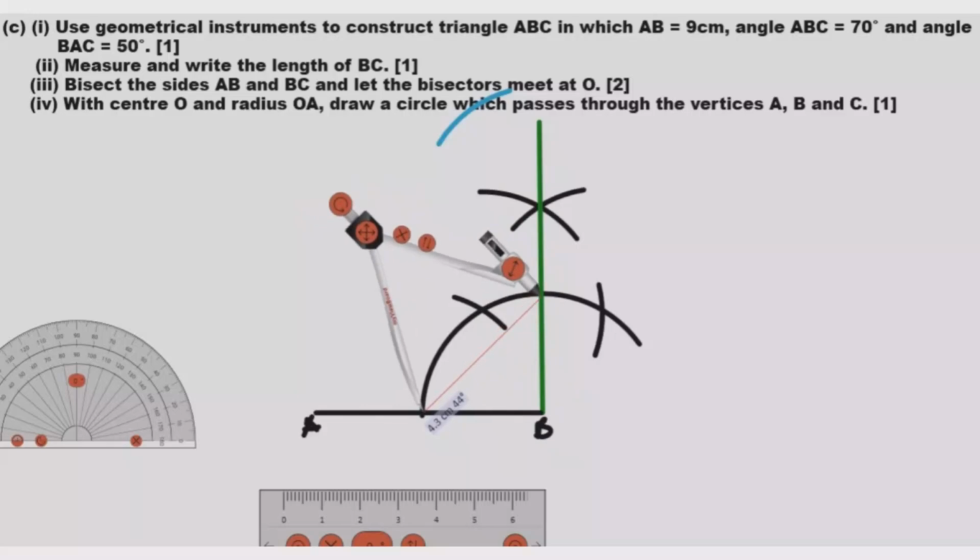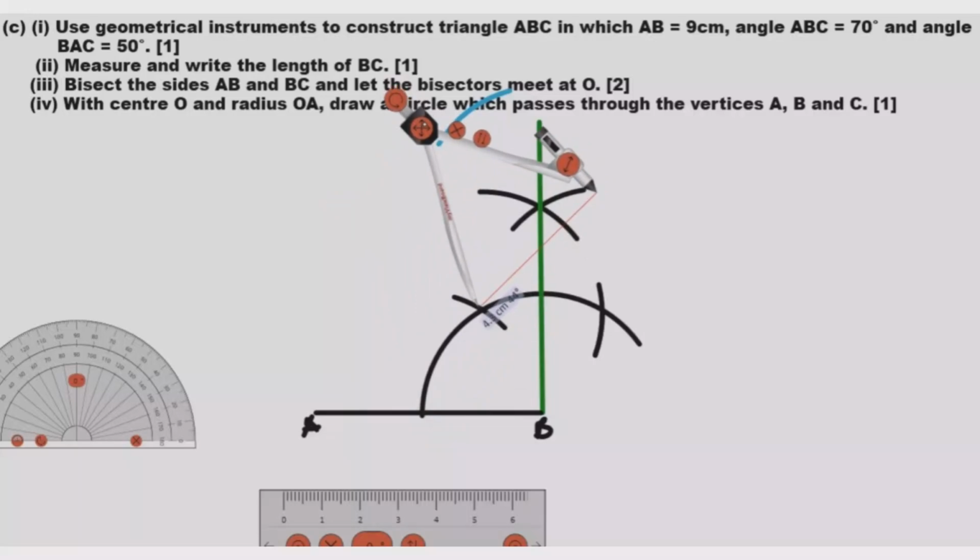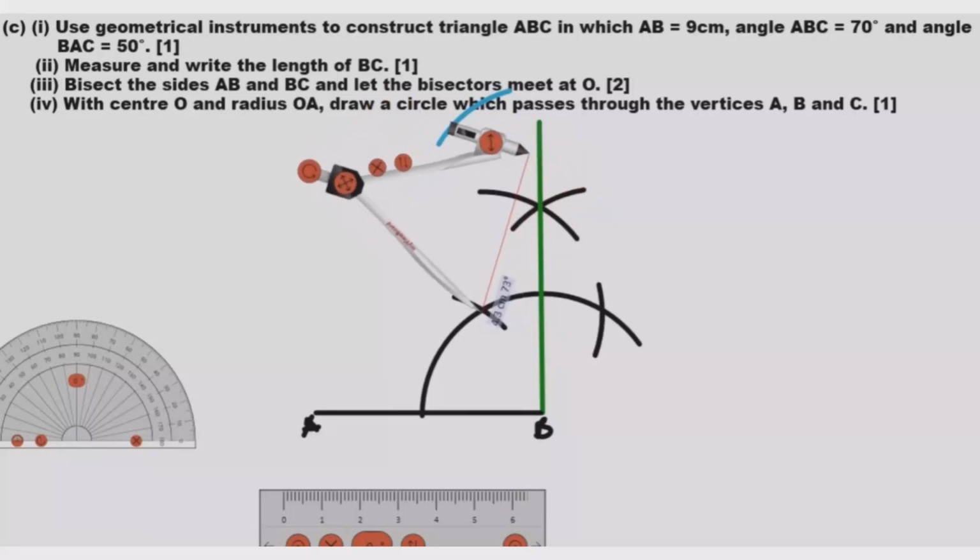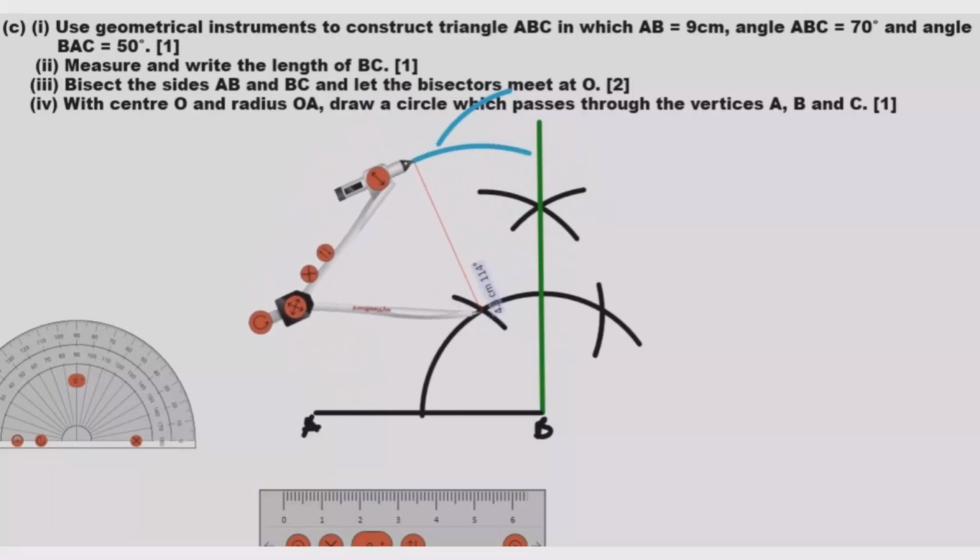Okay, like that. Now using that measurement, I'm going to get this compass and put it at this point, and then I'm going to draw the arc. Okay, that's the arc I'm going to draw. So that arc wasn't long enough.